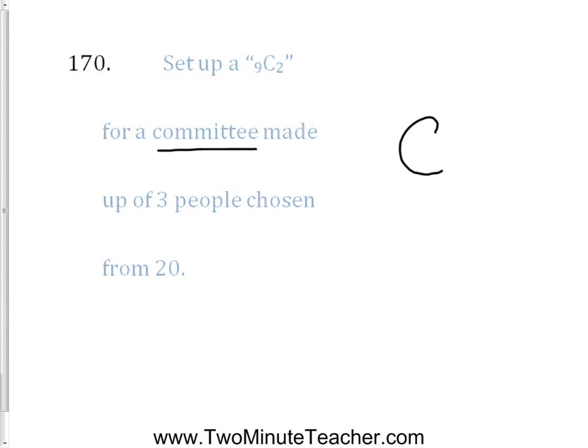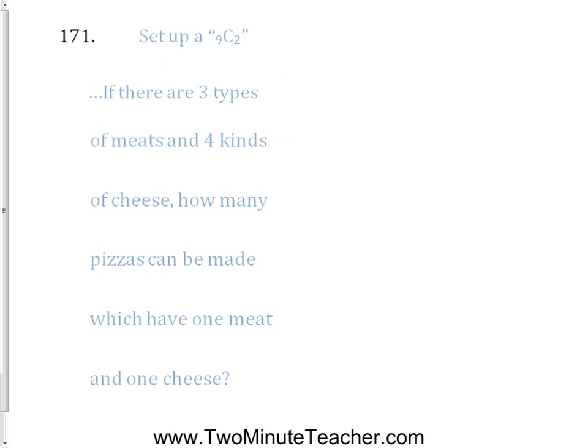There could be, but when you're making a committee like this, we assume order does not matter. If order doesn't matter, we do use a C. And that stands for a combination, not a permutation. Okay, now, how many are there to choose from? 20 people. And how many spots are there? 3. So we do 20C3. And that, again, is a calculation that you can do on the calculator. And that's all I'm going to explain about that for now.